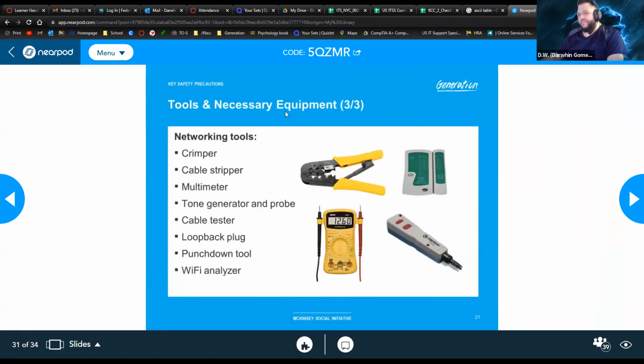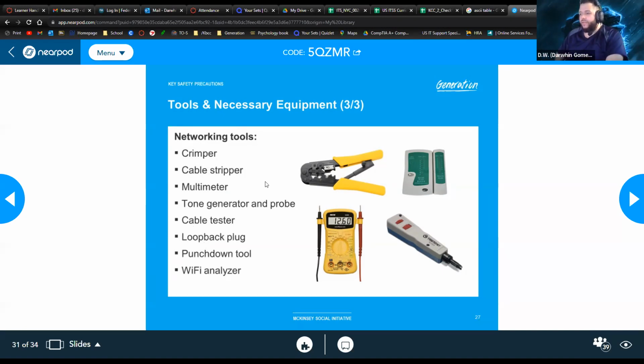All right, here are your networking tools, right? So we got a crimper, your cable stripper. We use the crimper to punch the holes in, to staple when we're making the jacks, right? The cable stripper we use to strip the cables. A multimeter to check the currents. A tone and generator probe, also called a fox and hound. Again, I'm going over them a little quick. We'll talk about networking tools when we get into networking, but this is just a little small preview.